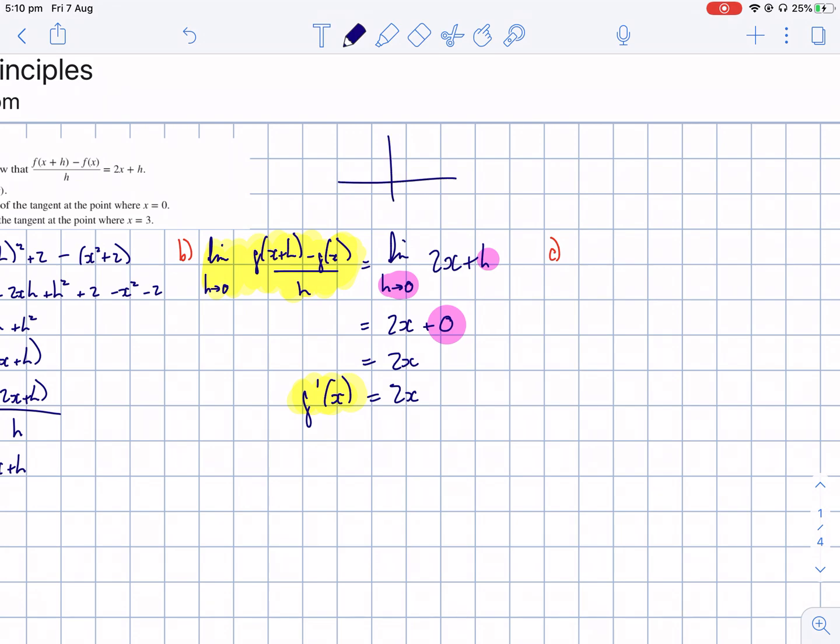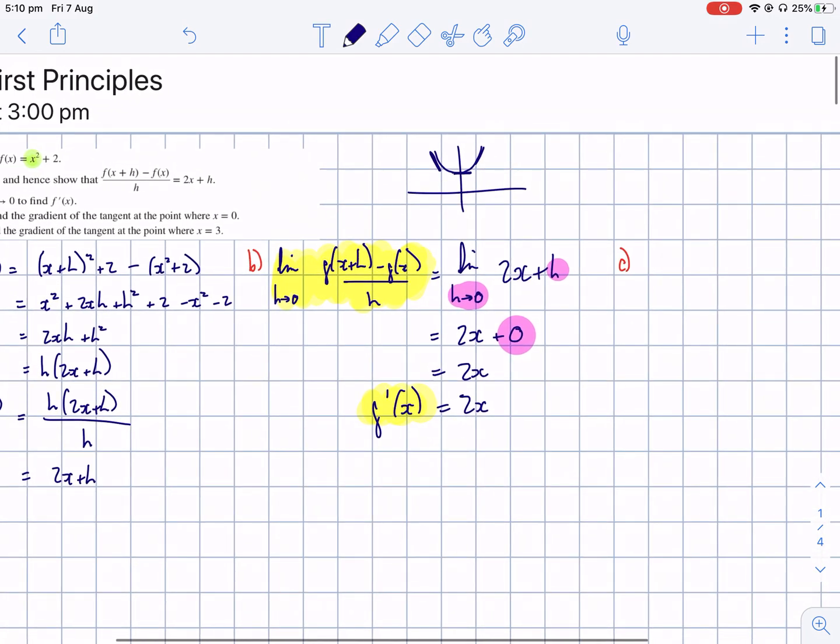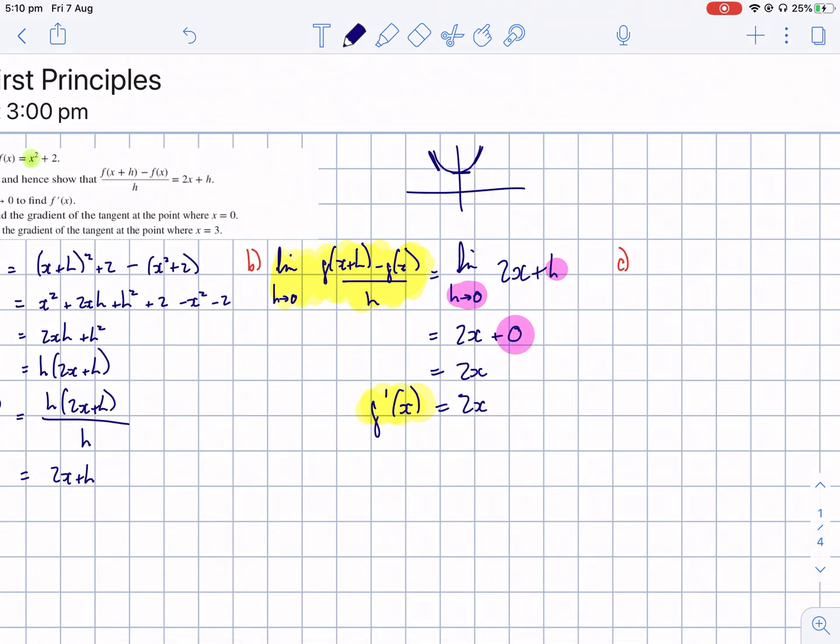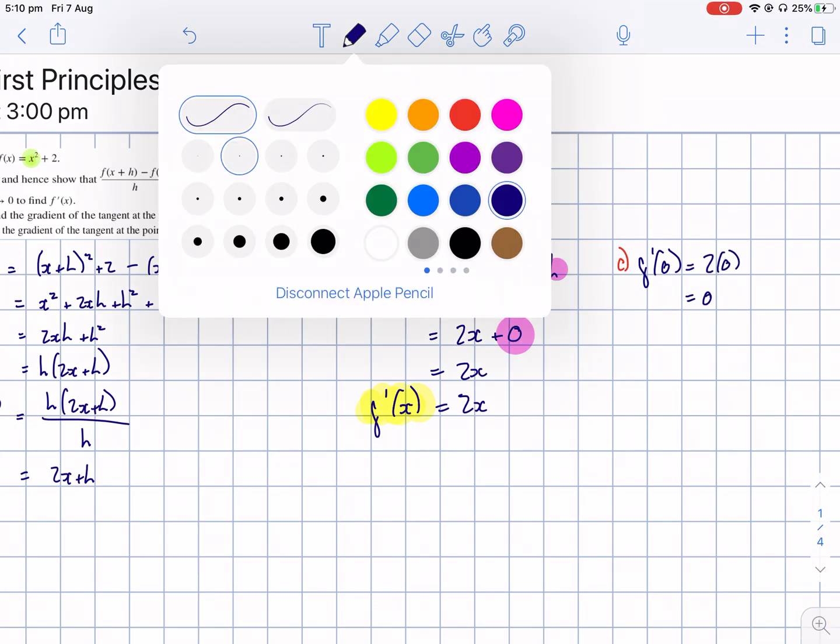So if I were to sketch it, x squared plus 2 looks like that. Then at x equals 0, that's going to be 2 times 0. X equals 2, that's going to be 2 times 2, which is 4. X equals negative 2, 2 times negative 2 is negative 4. Tells you kind of how steep it is at each point. So if I'm finding f dash 0, then it's 2 times 0, which is just 0.